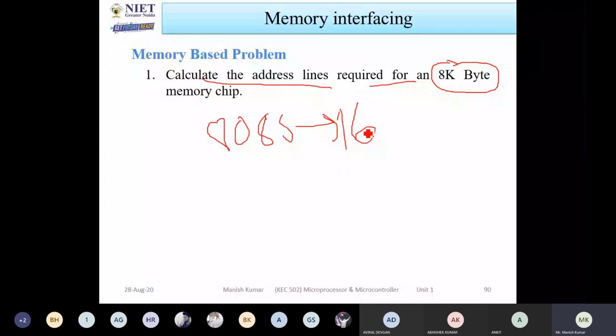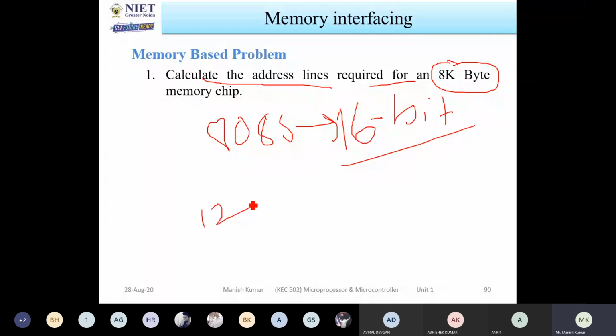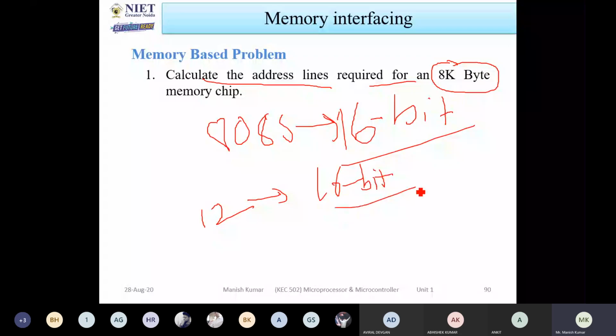Okay, so when we are talking about the 16-bit address lines, you have to create the 16-bit also with the help of memory. So let us consider some memory that is having 12 address lines, but you have to convert it into the 16 address lines. Okay, so how can we convert that? We will see with the help of examples. So now the question is asking, calculate the address lines required for an 8 kilobyte memory chip.